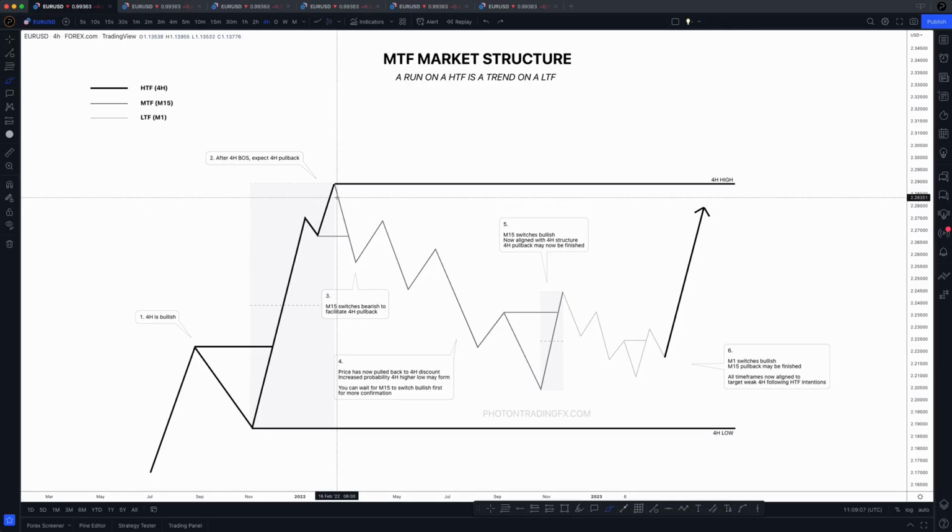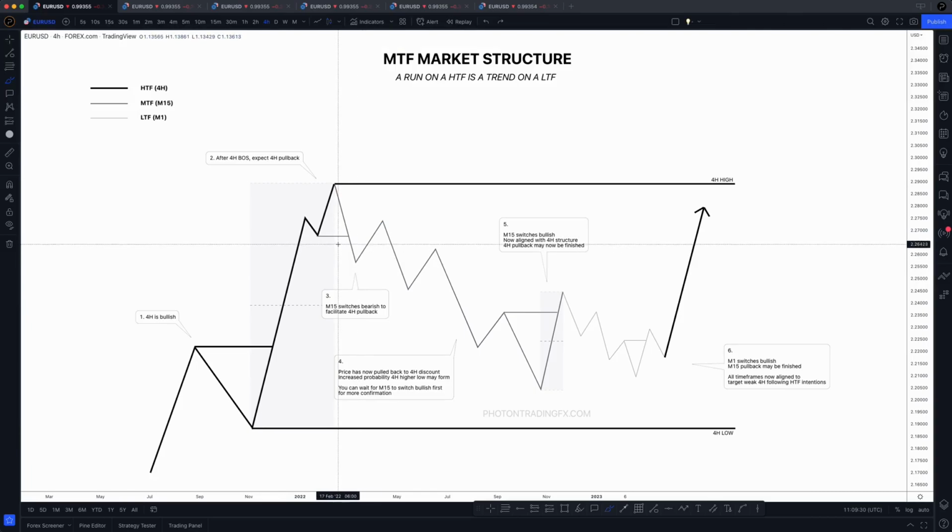But essentially, in this instance, what we want you to think about is that on the lower time frame, that 4-hour fractal or internal low will most likely be an M15 swing low. So when we get that 4-hour CHoCH or 4-hour IBOS, not always, but most likely, it will be an M15 swing break of structure to the downside. So when we're getting that 4-hour pullback, what happens? Well, the lower time frame switches bearish to facilitate that pullback.